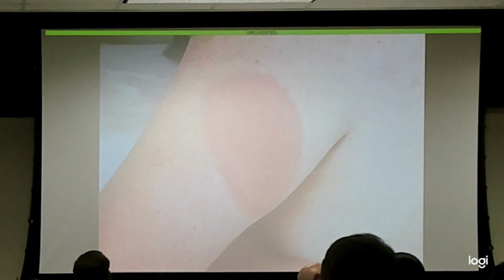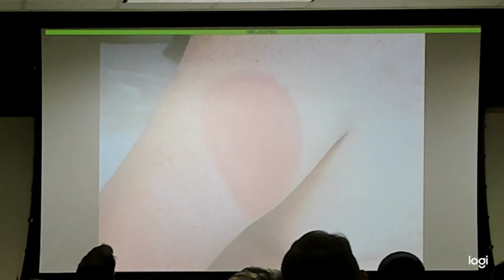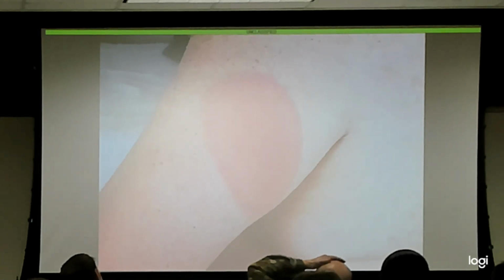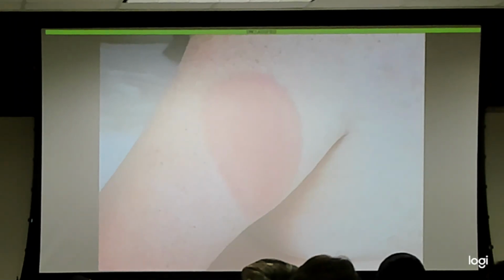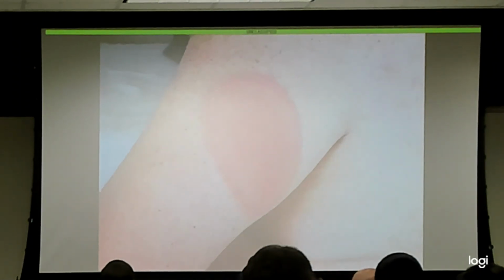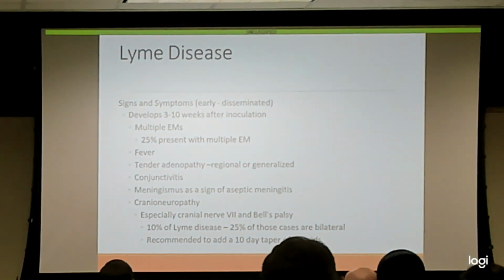The center looks a little bit redder than the rest, but it just looks like a big red rash. Do you think this person could see the back of their arm? Probably not, so they may not even realize it. This usually fades away within 3 to 4 weeks, and then it's gone, and then you may get the rest of the symptoms.